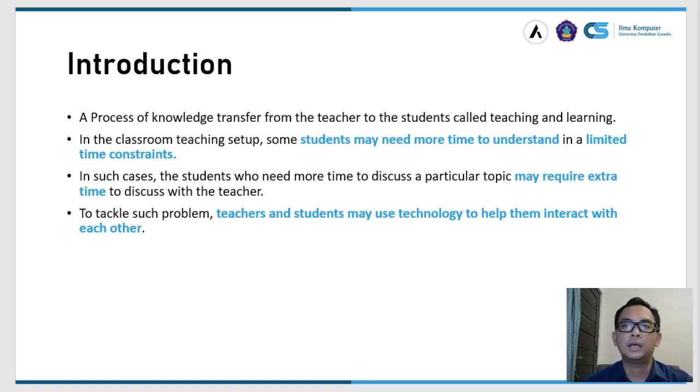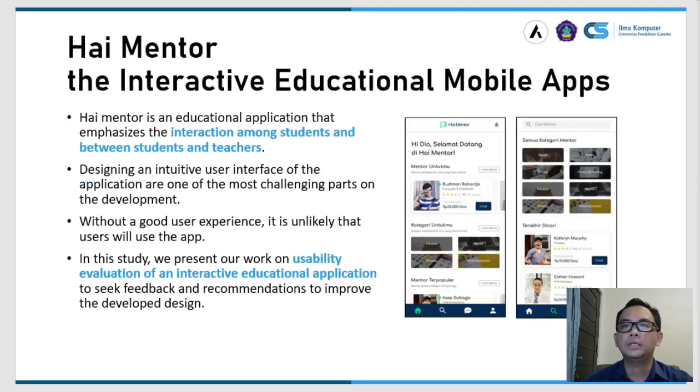In such cases, the student who needs more time to discuss a particular subject may require extra time to discuss with the teacher. To tackle such a problem, teacher and student may use technology to help them interact with each other. Hi Mentor is an interactive educational mobile application that emphasizes the interaction among students, between student and teacher, and so on.